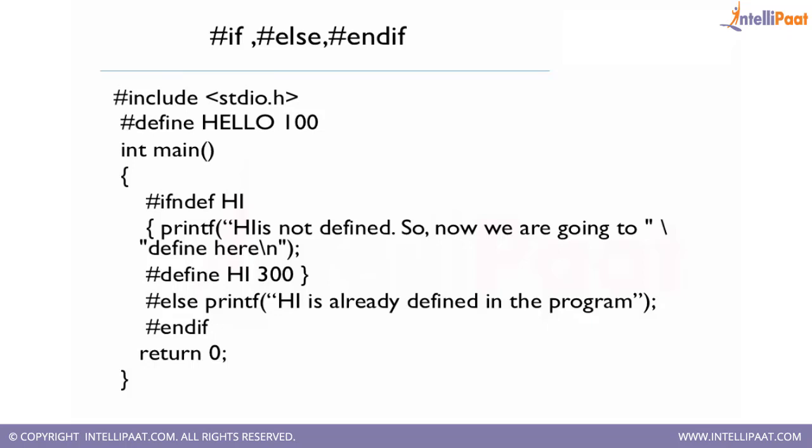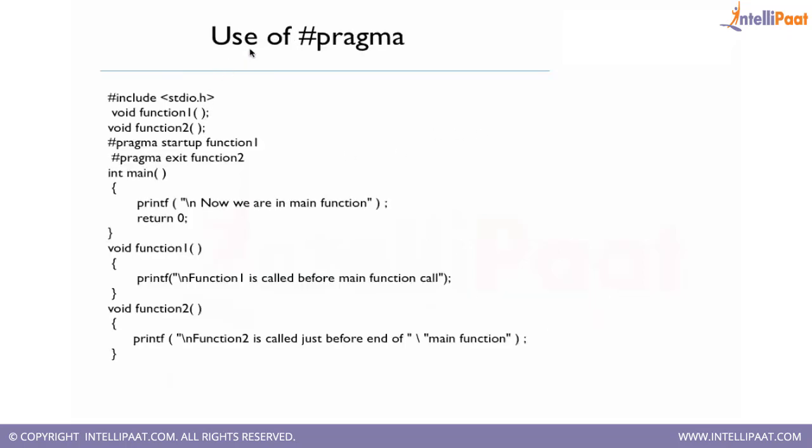So this is a very straightforward use of pragma. Pragma is a very important preprocessor. Suppose we have declared two functions here, function 1 and function 2. Now, pragma startup function 1: before the main function, function 1 will be executed. And pragma exit: before our program is completed, that means after completion of the main function, function 2 will be executed.